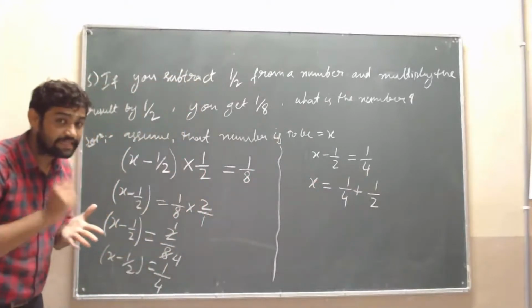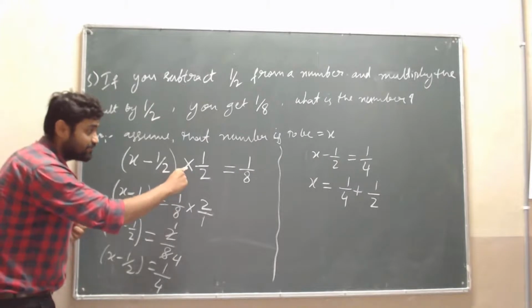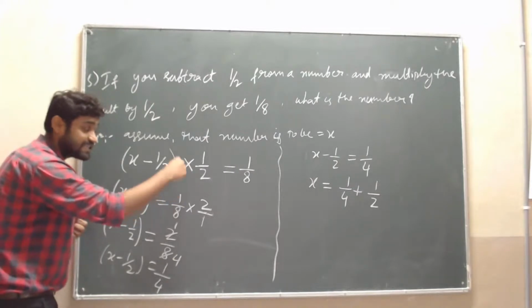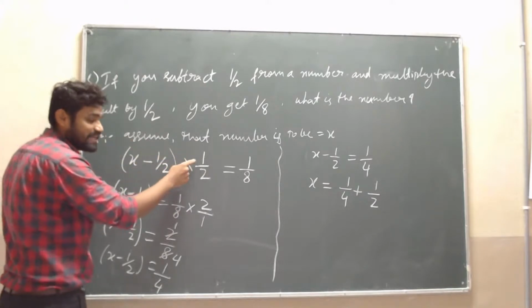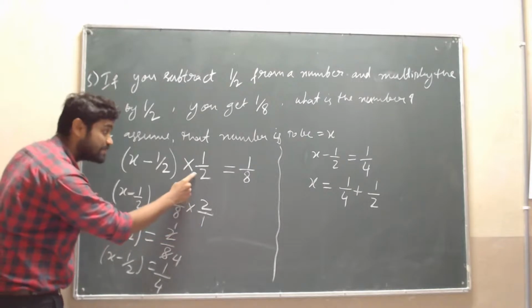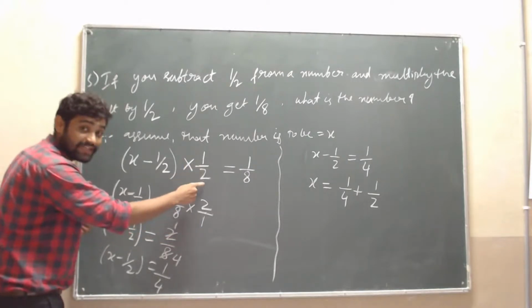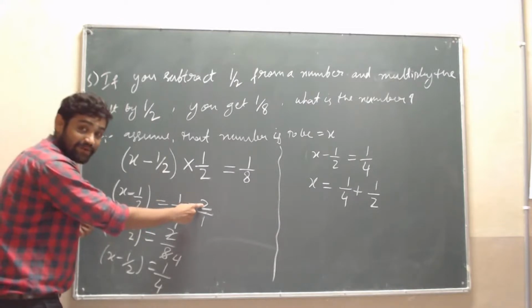Are you getting my point? See here, the multiplication symbol is there. If it is in multiplication, then it transposes to division. See here, 1 is multiplying, then it comes here to division, and 2 is in division, it comes to multiplication. Are you getting my point?